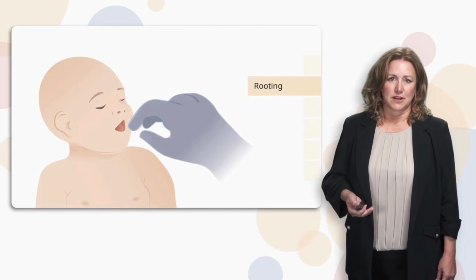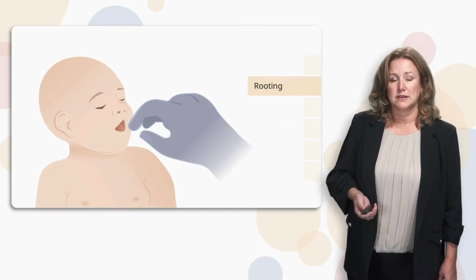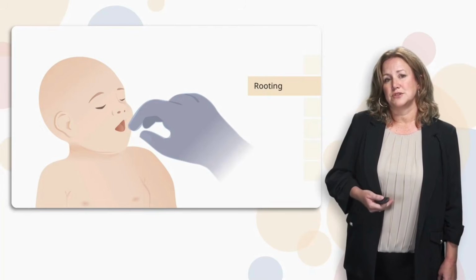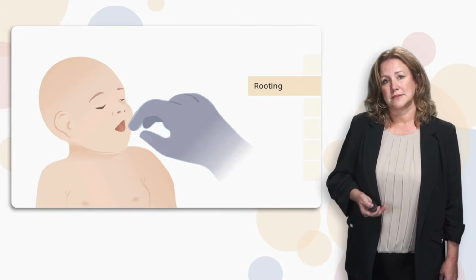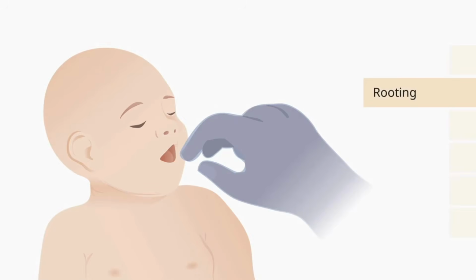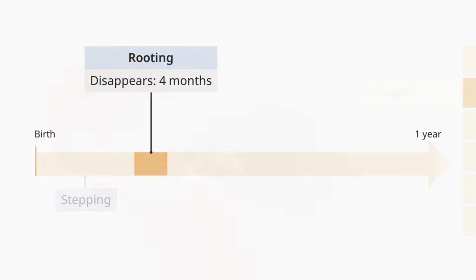And then the rooting reflex is another one that's really common, especially as we try to teach infants to feed or to find the breast. If the cheek is stroked by a finger or by a nipple, they often will go towards that sensation. And a lot of times it helps them latch on to a nipple from a bottle or from a breast. This disappears around 4 months.